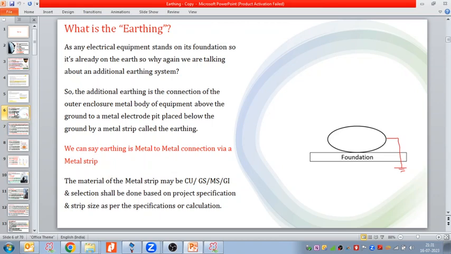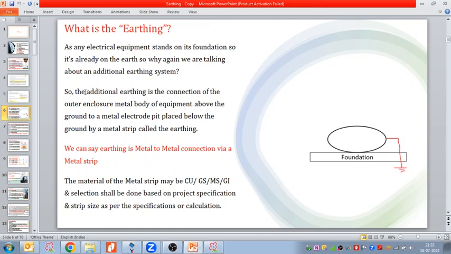So what is earthing? Any electrical equipment stands on its foundation, and the foundation is on the earth, on the ground. So the equipment is already on the earth. Why are we indicating an additional earthing? Why are we talking again about an additional earthing system?